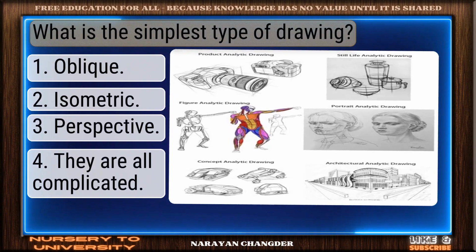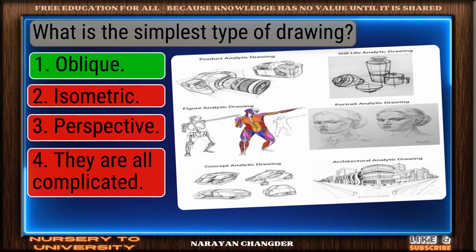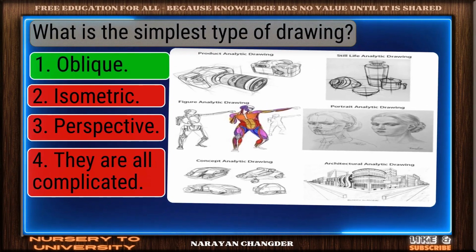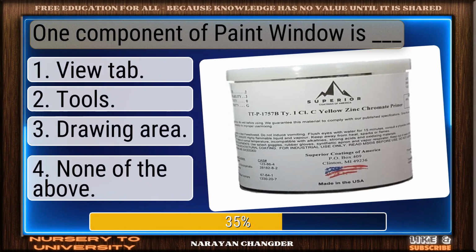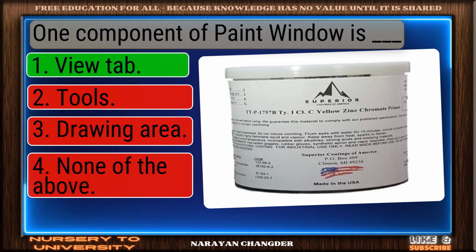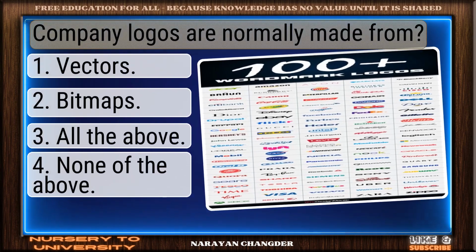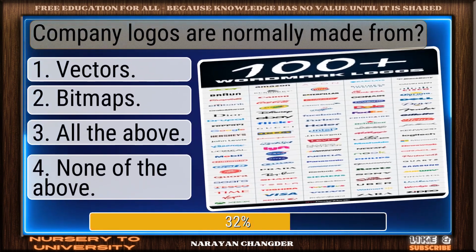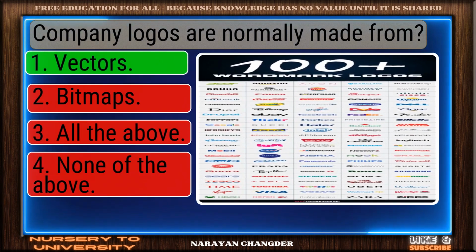What is the simplest type of drawing? Valid point. Oblique is true. One component of paint window is dash. Sharp thinking. View tab is right. Company logos are normally made from. Good job, vectors works well.